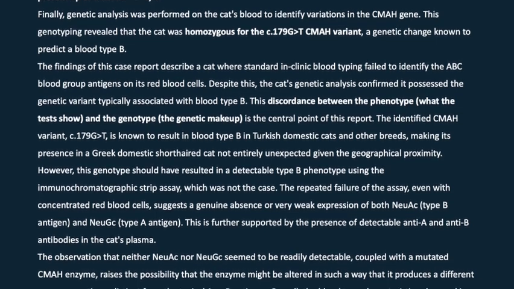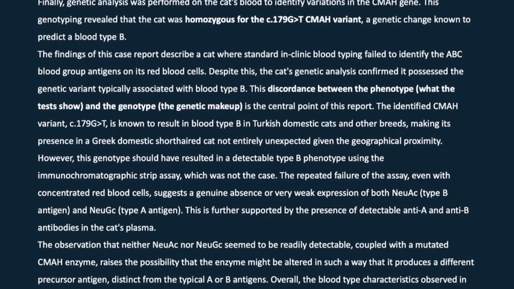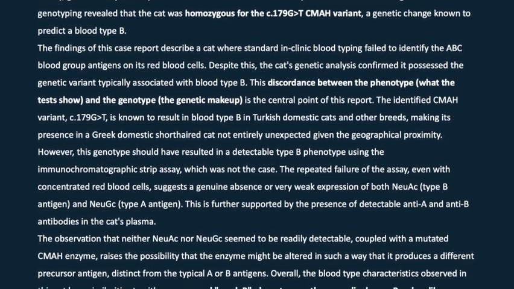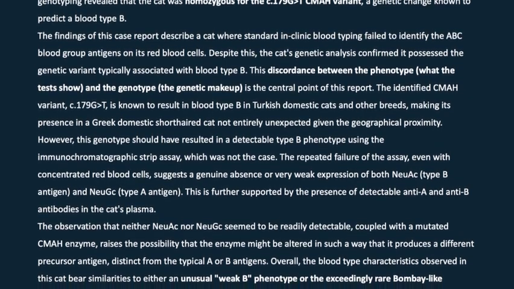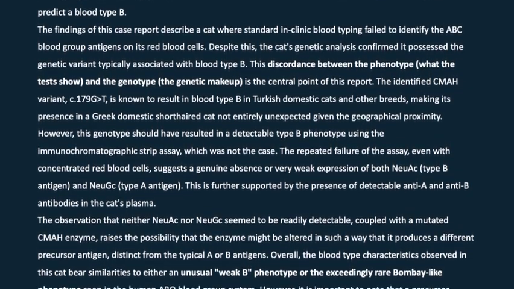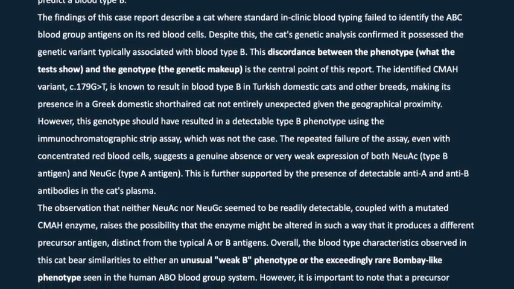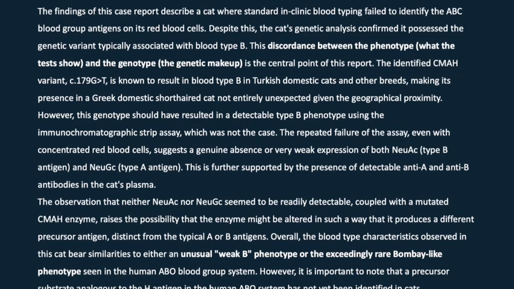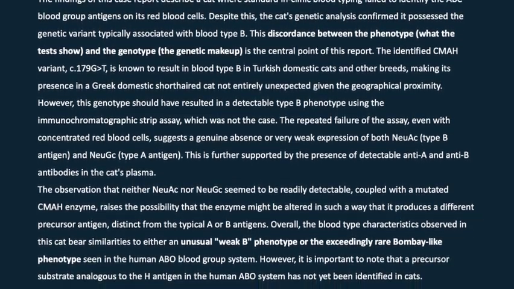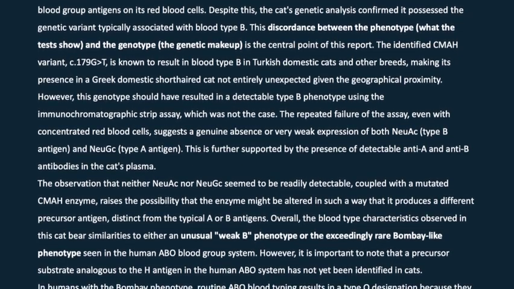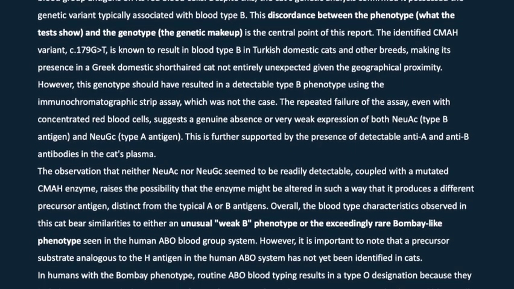The identified CMAH variant, c.179G>T, is known to result in blood type B in Turkish domestic cats and other breeds, making its presence in a Greek domestic short-haired cat not entirely unexpected given the geographical proximity. However, this genotype should have resulted in a detectable type B phenotype using the immunochromatographic strip assay, which was not the case. The repeated failure of the assay, even with concentrated red blood cells, suggests a genuine absence or very weak expression of both NeuAc, type B antigen, and NeuGc, type A antigen.